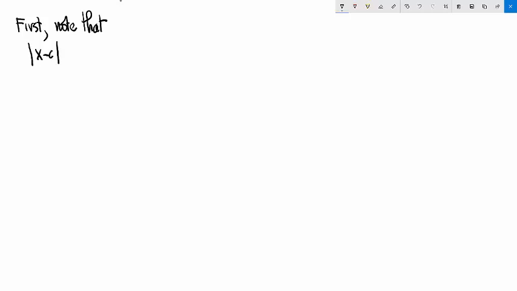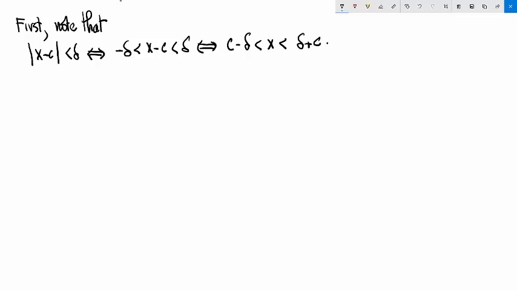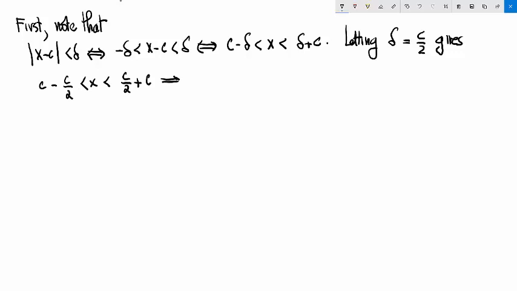the distance between x and c is less than delta is equivalent to negative delta is less than x minus c, which is less than delta, right? And this is equivalent to c minus delta, which is less than x, which is less than delta plus c. And if we let delta be, let's say, c over 2 gives that c minus c over 2 is less than x, which is less than c over 2 plus c, and this thing here is equivalent to c over 2 is less than x, which is less than 3c over 2.